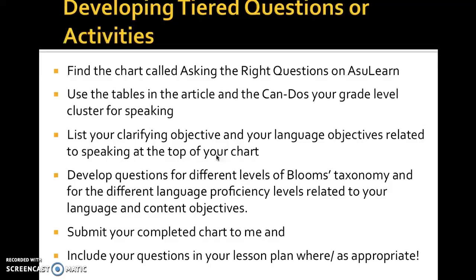So at the top of the chart, you're going to put your clarifying objective and your language objectives related to speaking. And then you're going to develop questions for each level of Bloom's taxonomy and for the different language proficiency levels that are related to A, your grade level, and B, your content and language objectives. Then you're going to submit that chart to me, and hopefully you will be able to utilize the questions you develop in your lesson plan where they are appropriate.